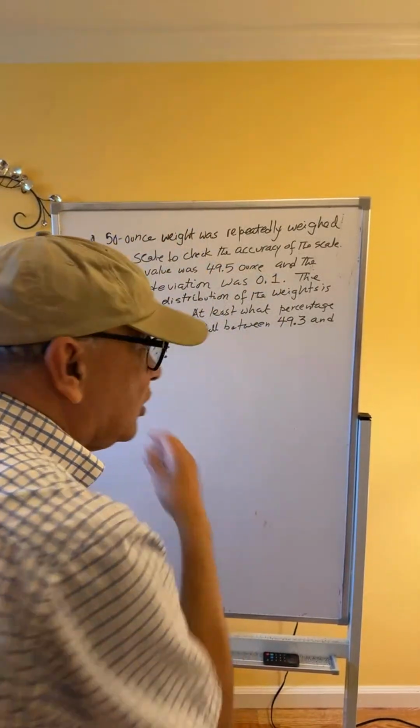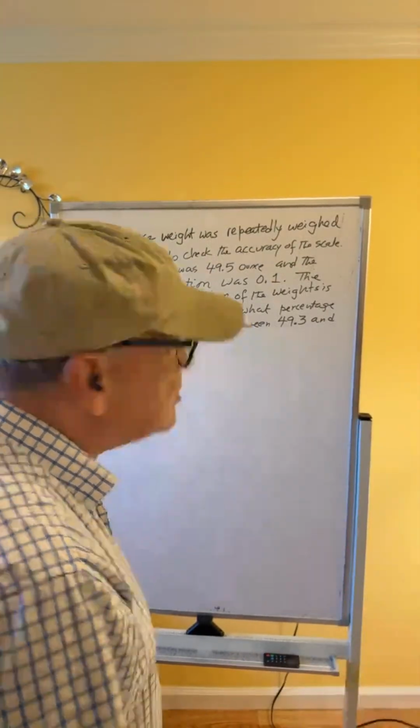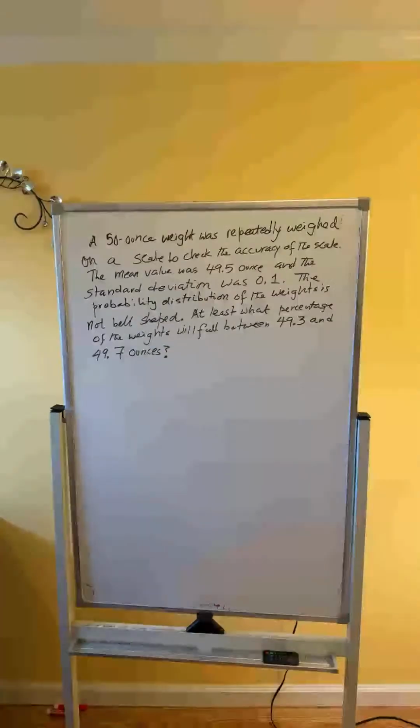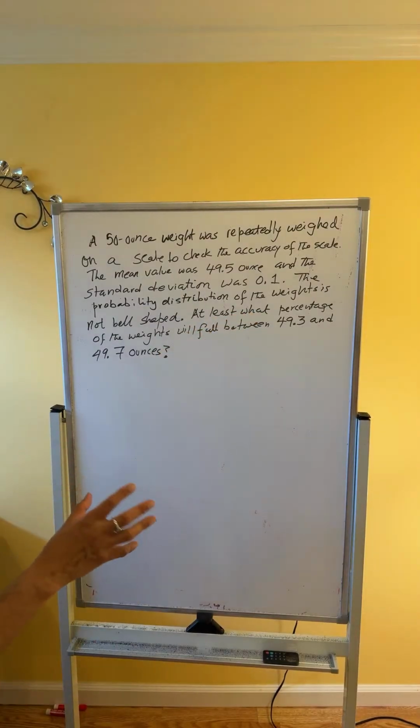So today we are going to work on a statistics probability distribution problem. It says a 50-ounce weight was repeatedly weighed on a scale, with a mean of 49.5 ounce and a standard deviation of 0.1 ounce. The probability distribution of the weights is not bell-shaped. This is important. Not bell-shaped, and I'll show you quickly what that is.